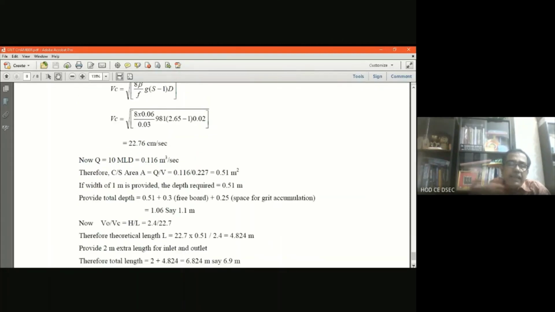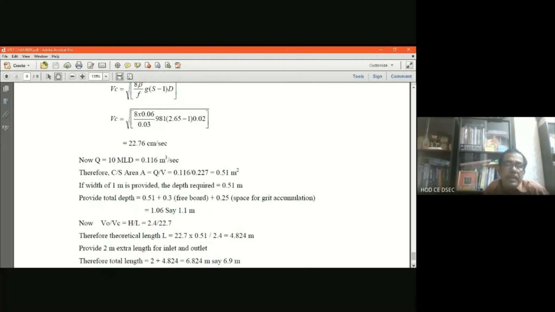Now we apply this ratio V0 by Vc equal to H by L. You know H. What is H by L? H by L is nothing but V0 by Vc. So V0 you know, Vc you know. So V0 by Vc is known, so H by L is known. So if H by L is known, then what is L? L is H into 22.7 by 2.4. So L is given by 4.824 meter.